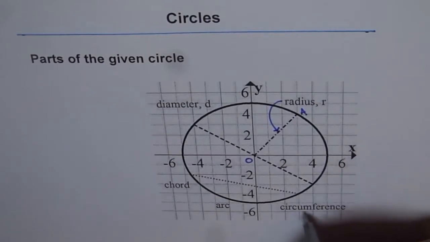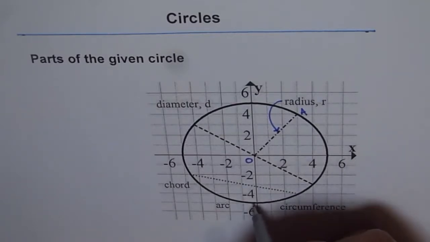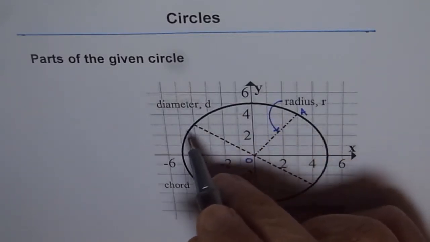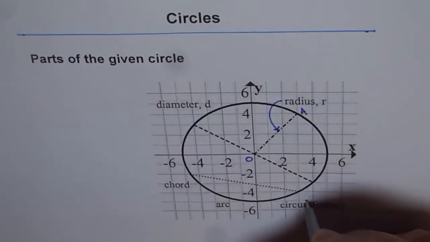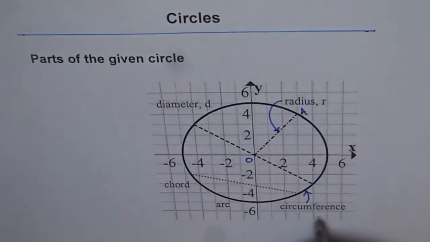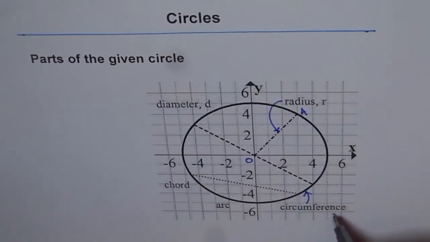Now let me tell you what the circumference is first. Circumference is the boundary of a circle. The outside boundary of the circle is called the circumference. So when you say find the circumference, it means find the length of this boundary, the perimeter of the circle.